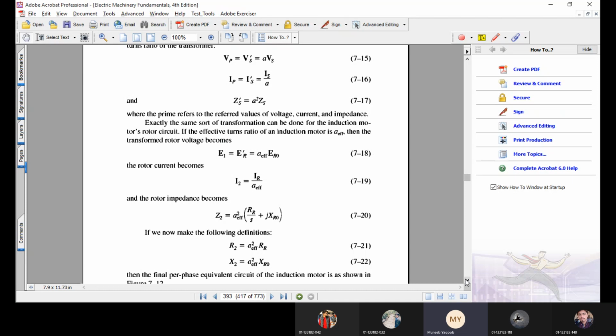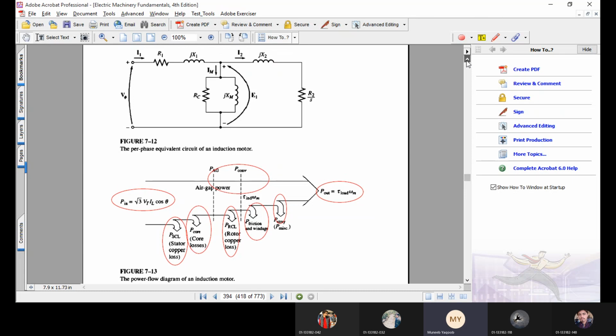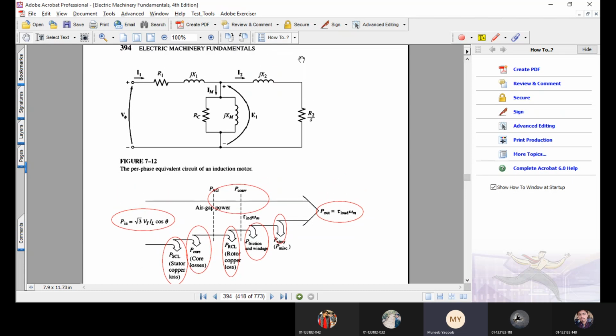This was discussed here. So finally, again, after the explanation of this, we will be having the final version of the equivalent model of an induction motor. So this is basically the end of this chapter, and we will not be pursuing it any further. So it is basically the last topic of your subject.